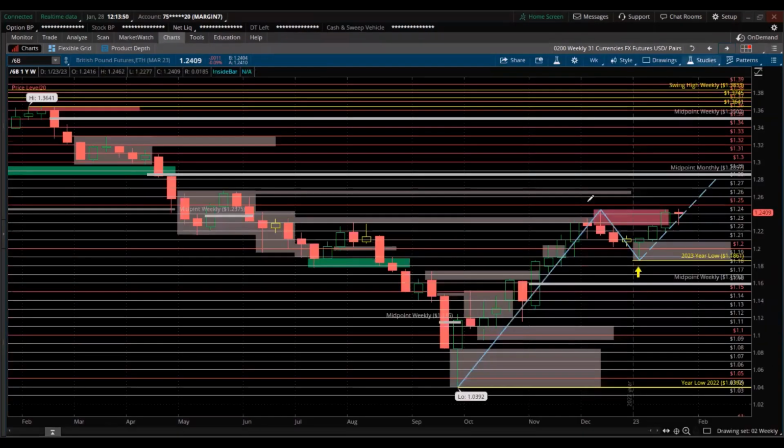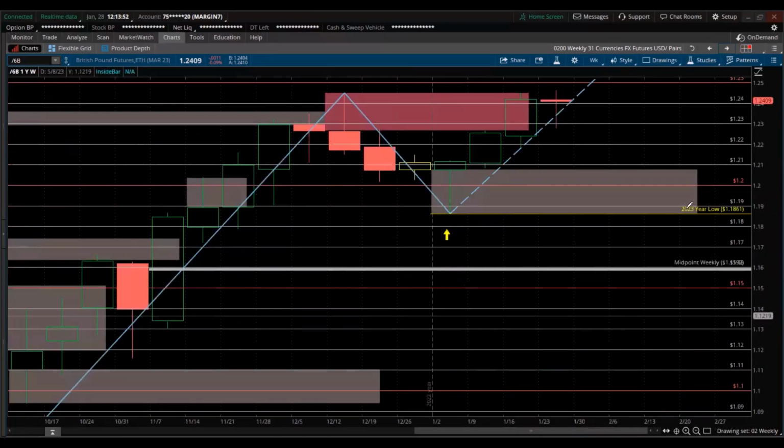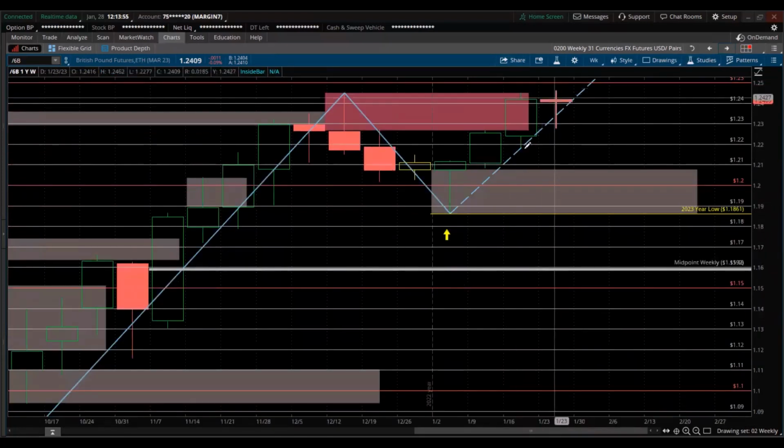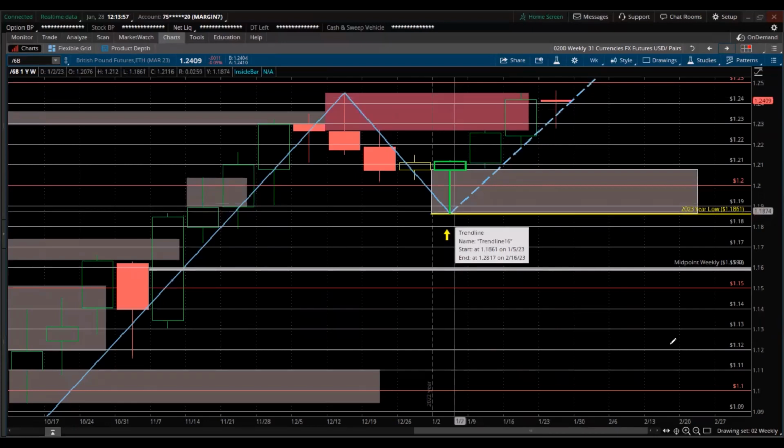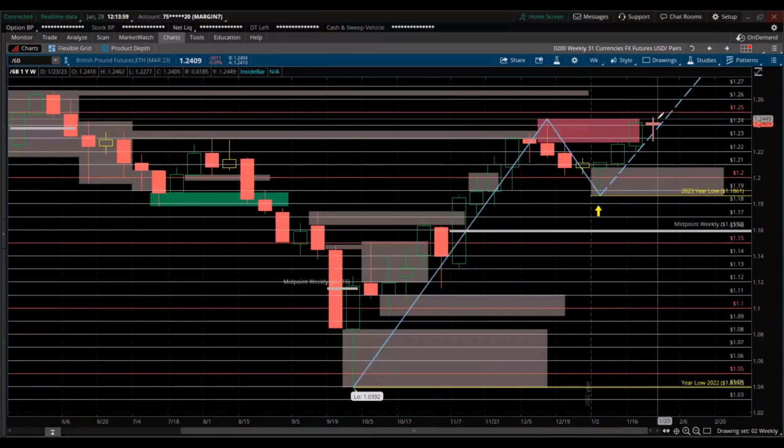And the third largest currency against the US dollar, the British pound. Yep, made a higher high, higher low. Been trending up. There's the low of the year. Same thing, a little tiny red candle.